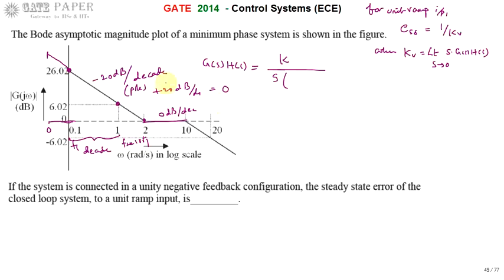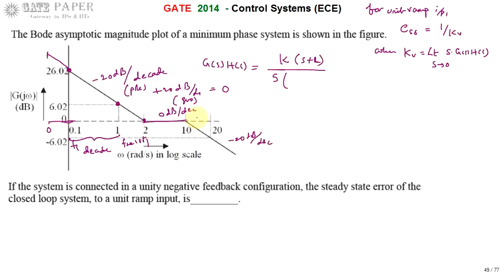So plus 20 decibels per decade means a zero is going to be added at omega equal to 2. So you can write it as S plus 2. There is a zero at a frequency of 2. And next, at omega equal to 10, again the slope has changed to minus 20 decibels per decade.